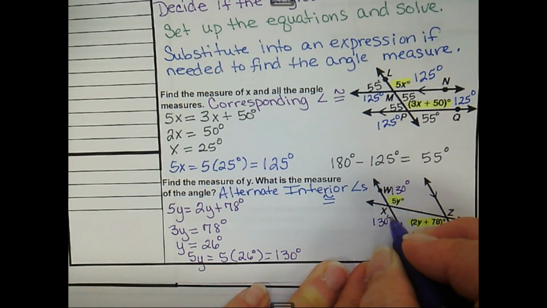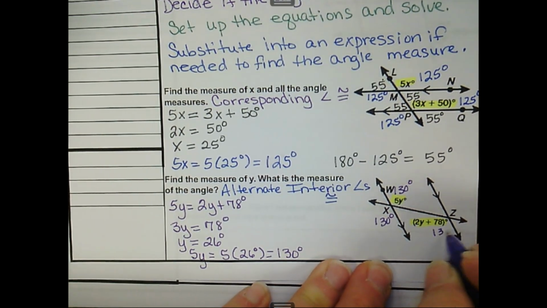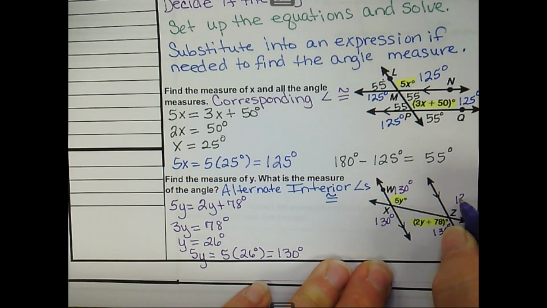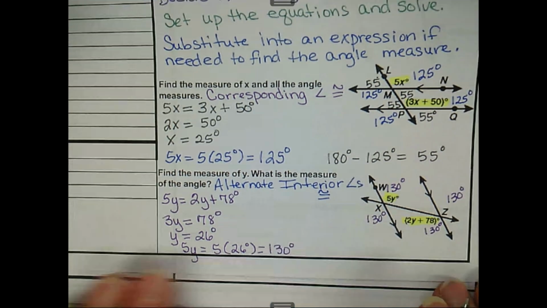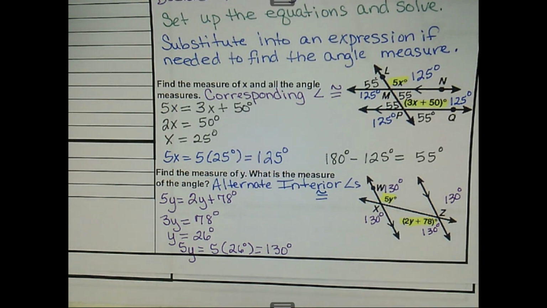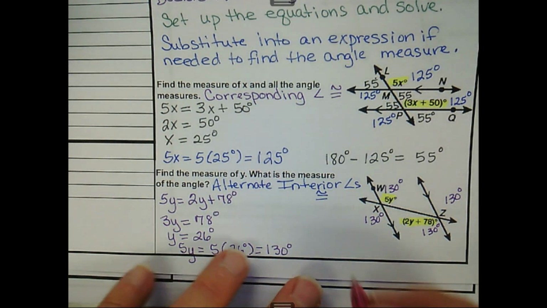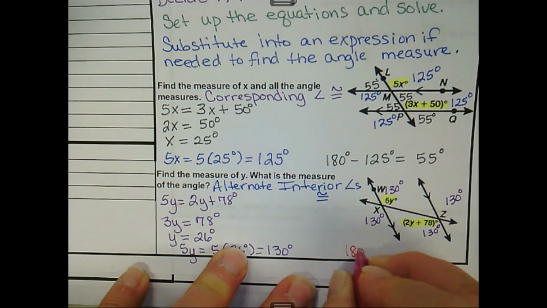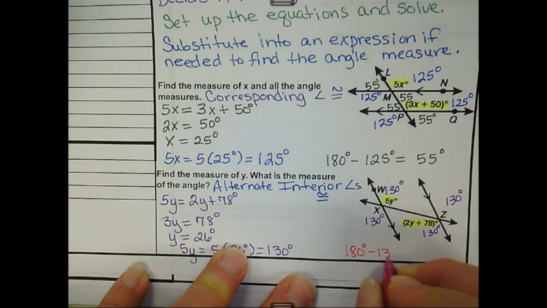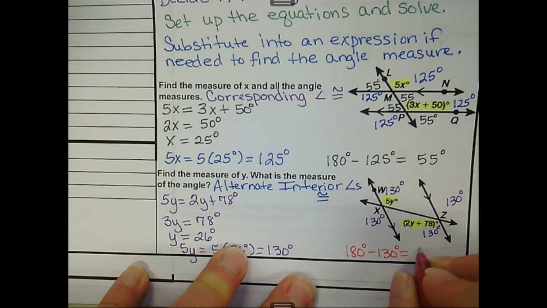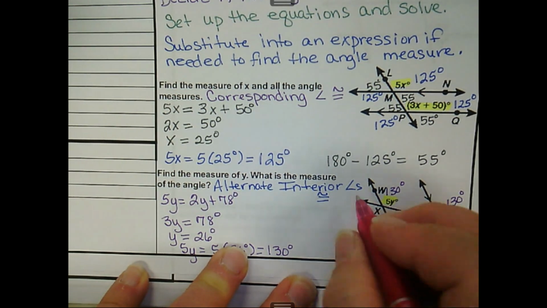Vertical angles are congruent. Okay, I've got 4 in. Now how do I find the other 4? Well, they add up to 180, so 180 minus 130 degrees is equal to 50 degrees.